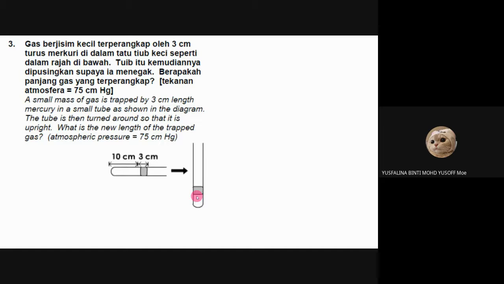Okay, how about this one? This one they use a tube and put mercury inside the tube, okay? For this one they put it horizontally, and then it turns to vertical. So this one also uses P1 V1 equals P2 V2. Let's say this is for horizontal, and this one is when it's vertical.